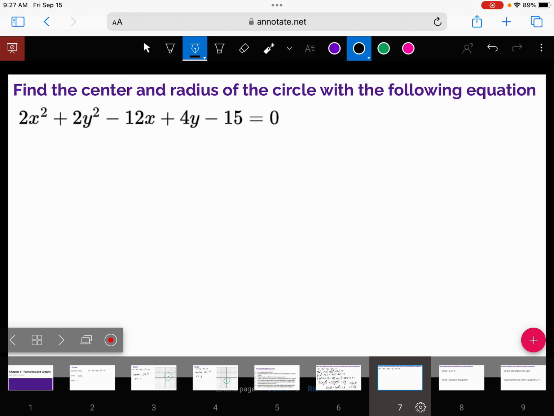Same vibe. We've got 2x squared plus 2y squared minus 12x plus 4y minus 15.